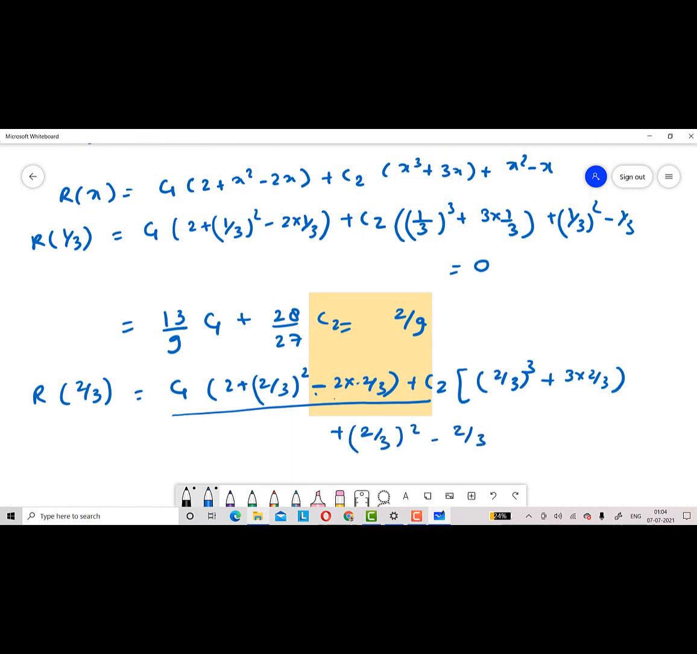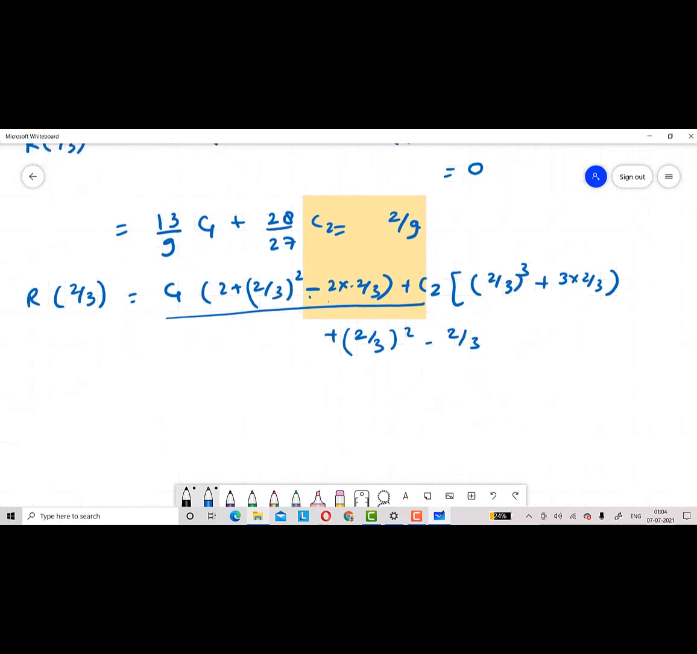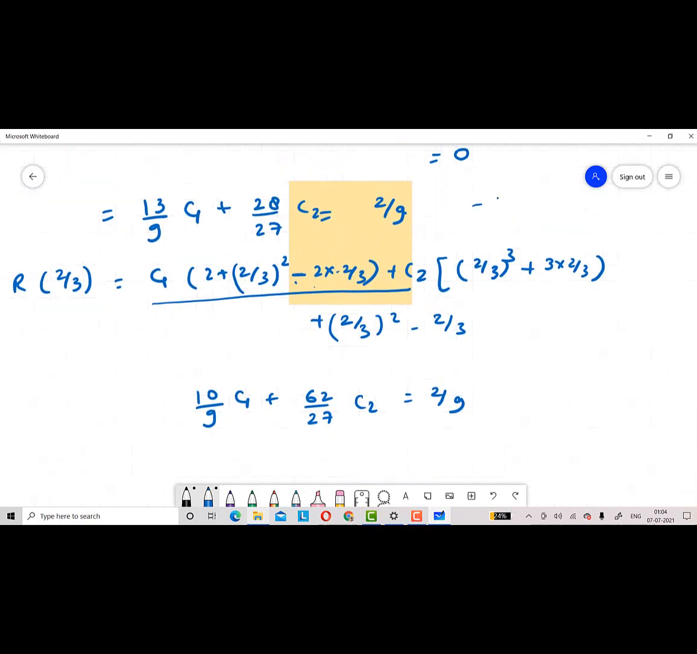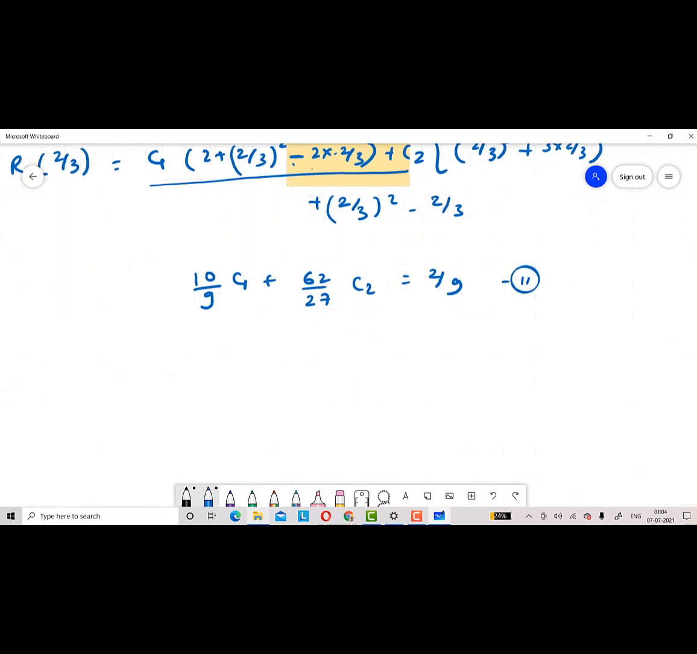On solving this, we will get the coefficient of C1 is 10 over 9 C1 plus 62 over 27 C2 equals 2 by 9. On solving the first and second terms, we will get C1 value equals 34 over 263 and C2 value equals 9 over 263.